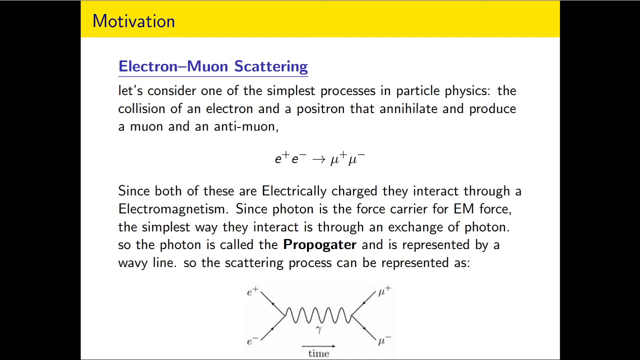So let's take an example. Consider the electron and positron colliding, which will annihilate and produce a muon and anti-muon pair. Since the electron and muon are electrically charged, the simplest way through which they interact is through electromagnetism. We all know that the force carrier for the electromagnetic force is a photon. So we can say that they interact through an exchange of a photon. In this, the photon is called the propagator and is usually represented by a wavy line. As you can see at the bottom of this page, we have represented the simplest way these two can interact using a Feynman diagram.